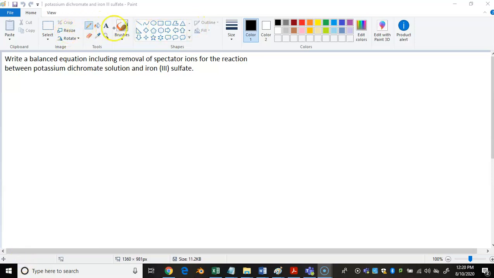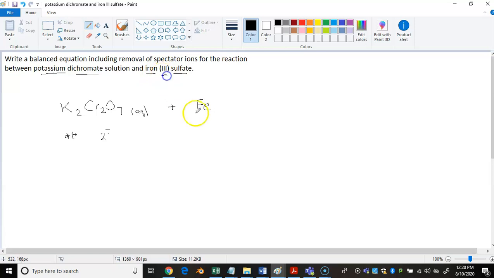Okay, so first of all, what we need to do for this one is get the chemical formulas for potassium dichromate and for iron 3 sulfate. Dichromate, Cr2O7, has a 2 minus charge, and K has a +1 charge. So I'm going to need two of those to neutralize the two minuses, and so that's the formula for potassium dichromate.